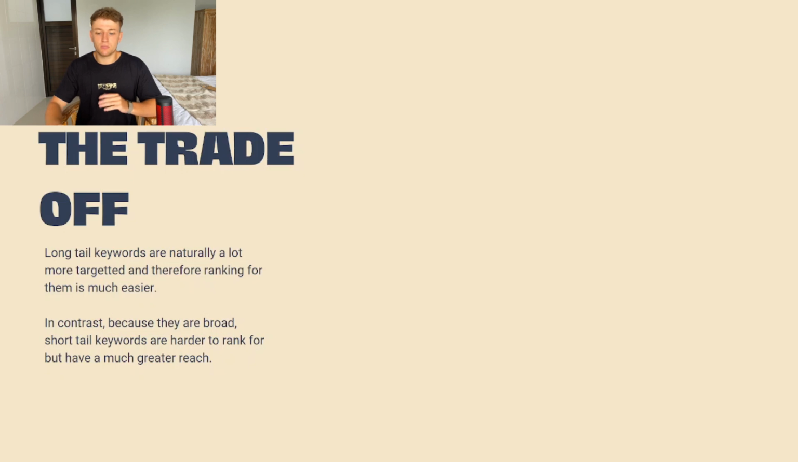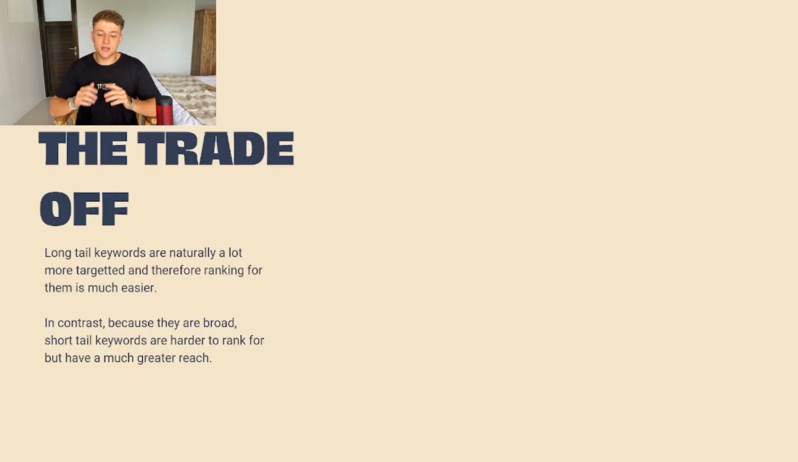Naturally, long tail keywords are going to be much longer and therefore a lot more specific. So that trade-off that I mentioned: what's the best thing to use, short tail or long tail keywords? A lot of people ask me this question every single day on Twitter. Essentially, long tails are, like I said, naturally a lot more targeted, and therefore ranking for them is easier, because the more targeted they are, the more granular, the less competition there naturally is going to be. However, because they're so specific, they only target a really small section of Amazon.